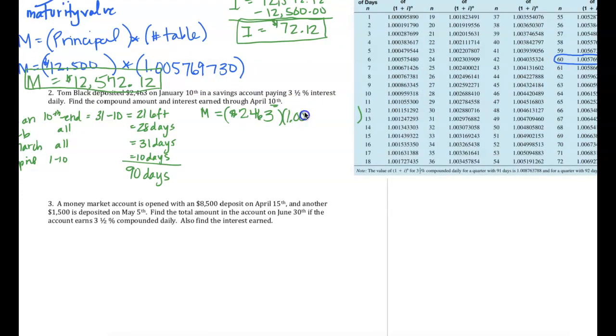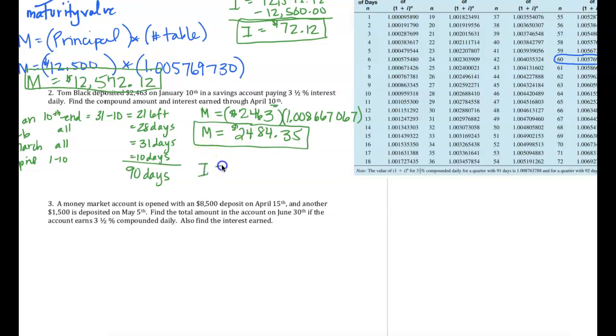1.0086667 gives $2,481.067, and when we multiply, we get a maturity value of $2,484.35.